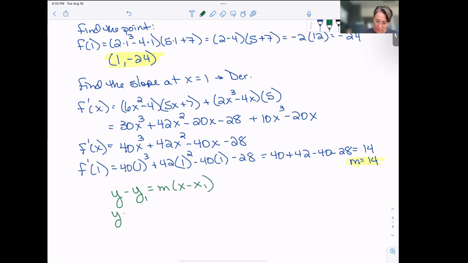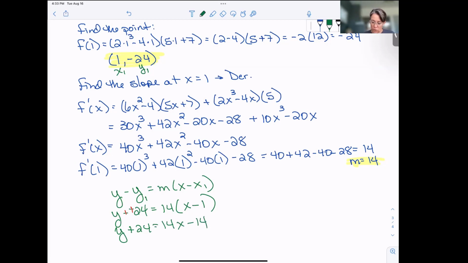Then we would get y minus a negative 24, because here's our y1 up here, equals our slope of 14 times x minus, and here's our x1, which is 1. So remember, minus a negative, we have to pay attention to those signs. So we get y plus 24 equals 14x minus 14. Subtract 24 from both sides, we get 14x minus 38. So there's the tangent line of that particular function at x equals 1.